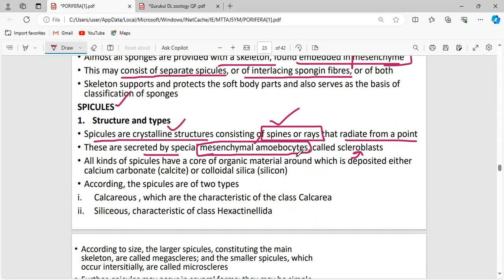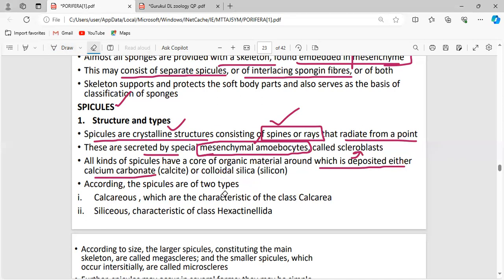Some of the amoebocytic cells will give rise to the spongioblasts, and the spongioblasts give rise to the spongin fibers. Both scleroblasts and spongioblasts come from the mesenchyme, produced by the mesenchymal amoebocytes. Now, what are these spicules made up of? We need a core organic material around which either calcium carbonate or colloidal silica is deposited.